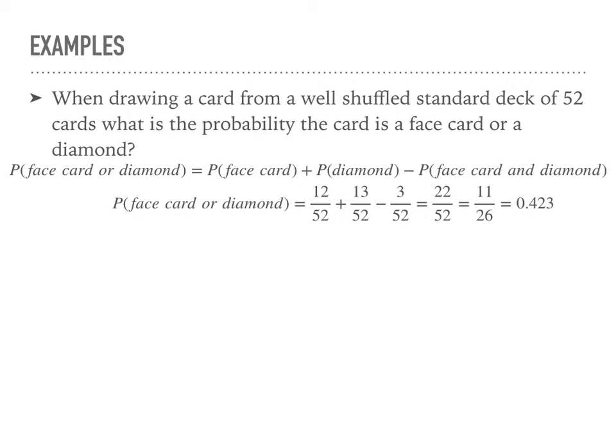So the probability of being a face card is 12 over 52. 12 face cards in the deck, 52 total cards. Probability of being a diamond, there's 13 diamonds over the total 52 number of cards. And then the probability of being both a face card and a diamond, there are 3 face cards that are diamonds out of a total of 52 cards. So adding and then subtracting, we have 22 over 52, which simplifies to 11 over 26, or as a decimal rounded to 3 places, 0.423.